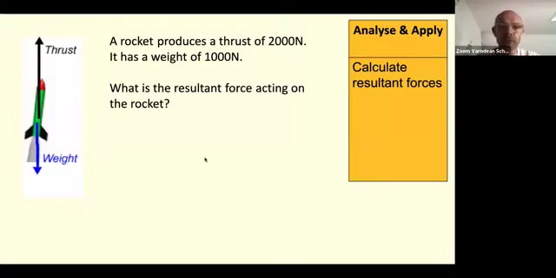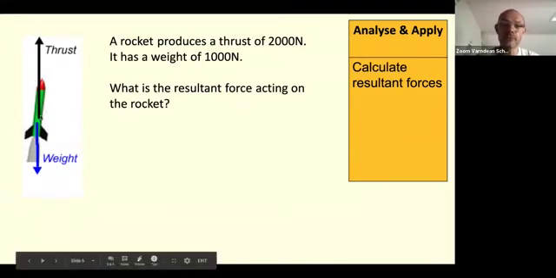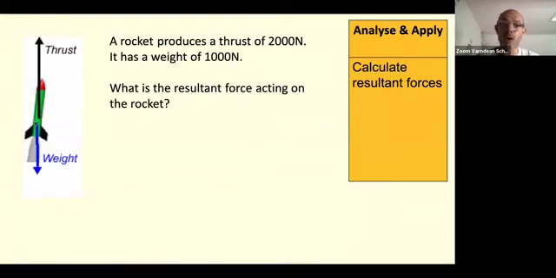So here's a rocket. I'm going to get you to do this one. We've got a rocket, and the thrust, you can see this arrow is bigger. This is a free body diagram. A free body diagram is any diagram that's got arrows on to show the forces. So thrust is going up, and weight, which is the force of gravity, is pulling it down again. And we can see that weight is half the size of thrust because that arrow is half the size. It's very important when you draw a free body diagram that the size of the arrows matters. So we've got 2,000 newtons going up, we've got 1,000 newtons going down. What is the resultant force?